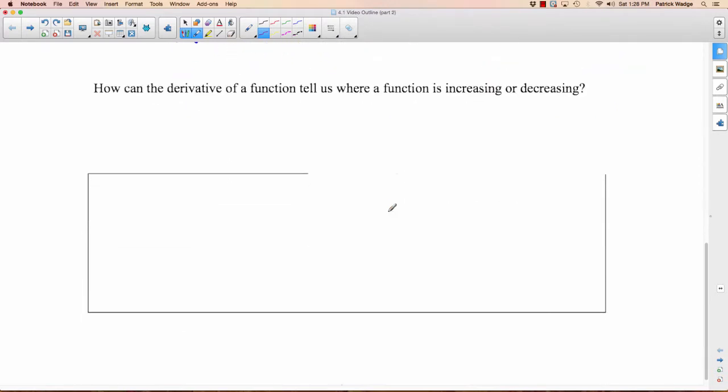All right, big question here. How can the derivative of a function tell us where a function is increasing or decreasing? So do you get what the question's asking first of all? It's saying, if you wanted to know whether a function is increasing or decreasing, a very useful thing to do would be to take the derivative of the function. Why? Well, remember what the derivative of a function tells us. It tells us the slope of the tangent line.